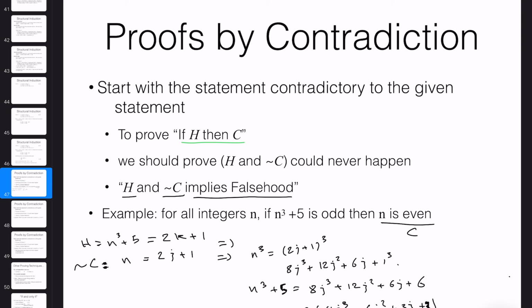Okay, I wanted to reach this fact that if n is odd, n power 3 plus 5 cannot be odd. This is a proof by contradiction, because here you get a contradiction, because this is not odd, it is even.